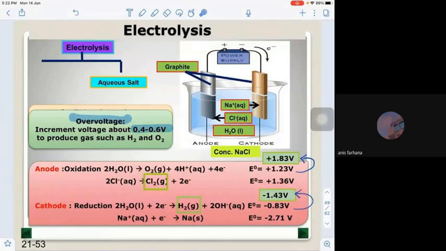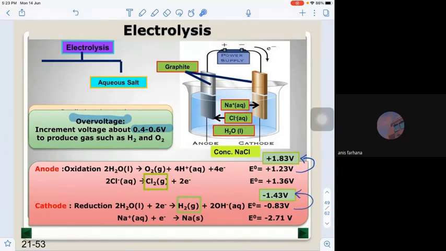So now we have the new E naught for the oxygen production. So we compare. When we want to identify the product that will be produced at the anode, we look at the one that is less positive. So 1.36 is less positive than this; it is more negative than 1.83. The more negative or the less positive will be oxidized. That is why chlorine gas is produced at the anode when we have a concentrated sodium chloride, because of the competition that happens there.